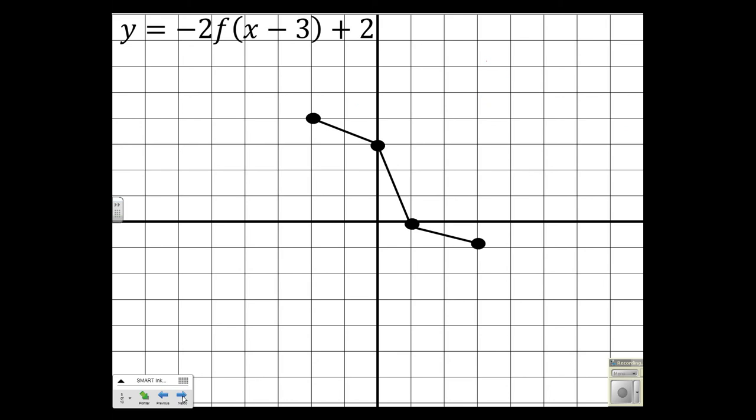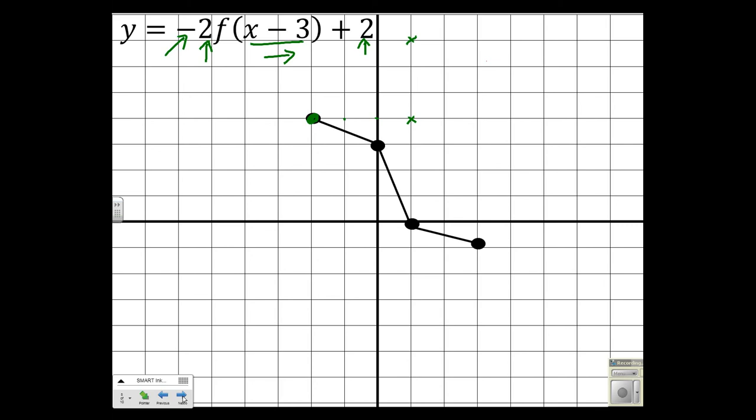Okay, here's the big giant bonus problem. I'm going to take each of these steps. First, this is going to take us to the right 3. This is going to take us twice as tall. This is going to make us upside down. And this is going to take us up 2. So I'm going to start right here, and I'm going to go to the right 3. 1, 2, 3. And then I'm going to make it twice as tall. What was 3 becomes 4, 5, 6.